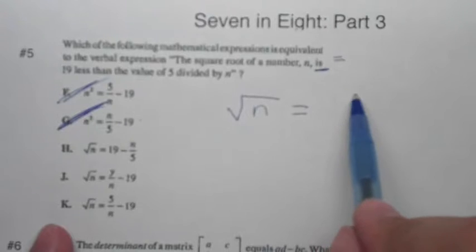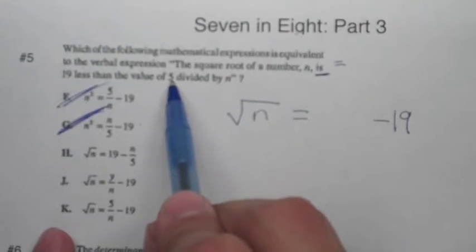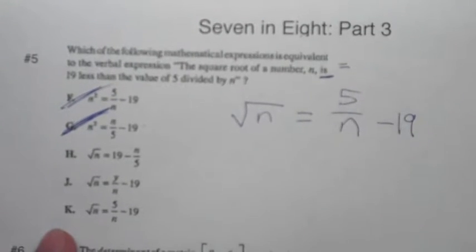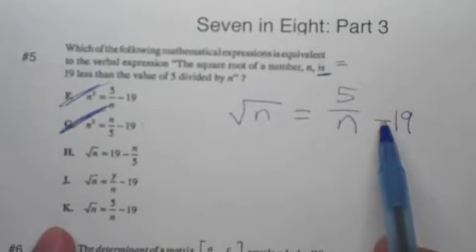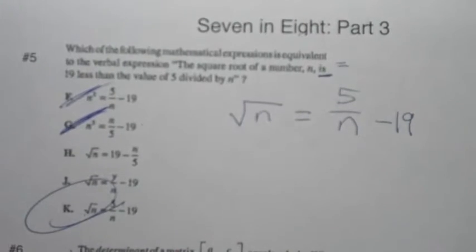So a lot of people will put 19 minus here, but we're going down by 19. That actually has to go on the end. We're tacking on a minus 19 on the end. The value of 5 divided by n would look like this. 5 divided by n, 19 less than that. We're subtracting 19. That's going to end up being choice K.